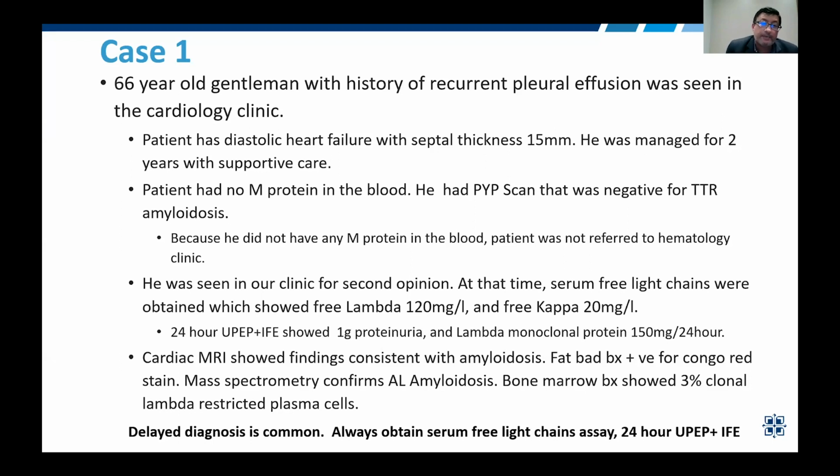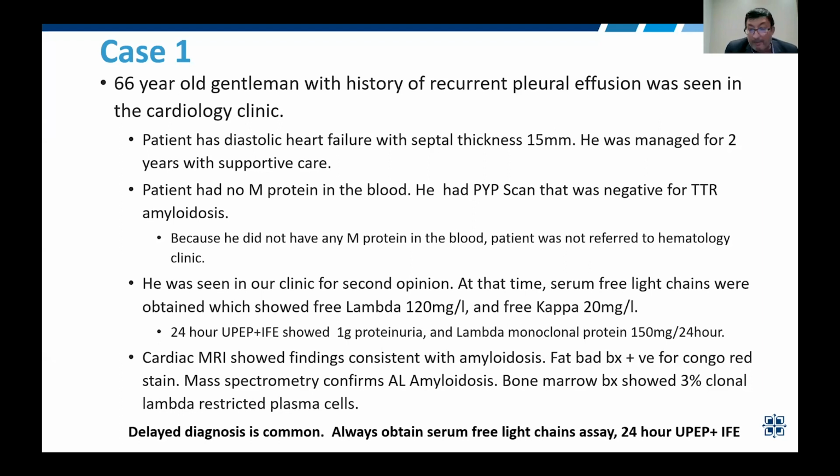Now, at some point, the patient was referred to hematology clinic for the second opinion. Now, here we did the serum free light chain the very first time, and we found out, wow, the free lambda is elevated at 120 milligram per liter, and free kappa was 20. And we started to do additional workup. We figured it out, patient has lambda monoclonal protein in the urine.